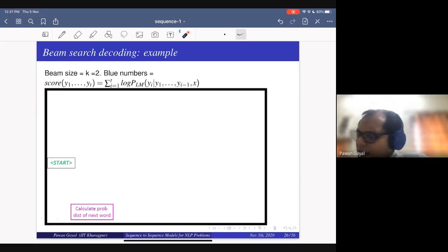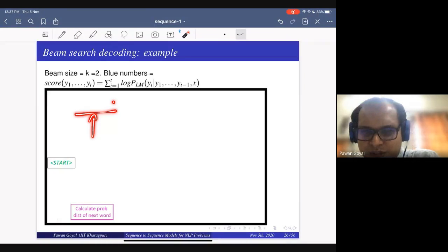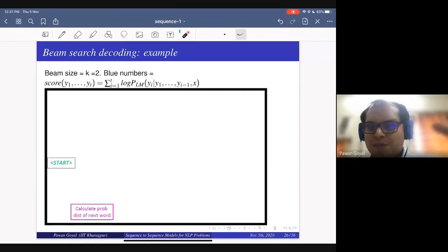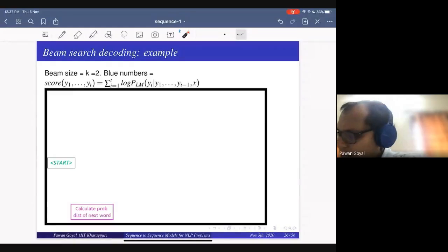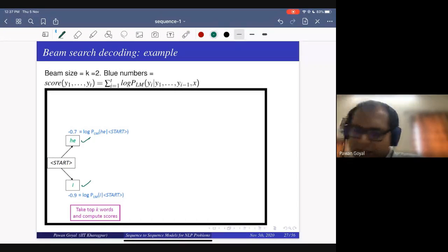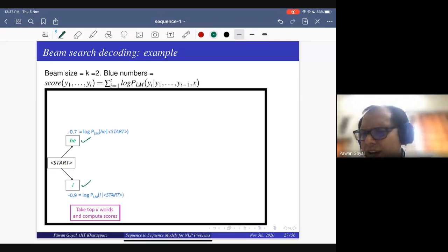So I start at the decoder. Remember what I do in my encoder decoder: I go from start to the hidden state, then to the output state, and I get a probability distribution. I choose the word with the highest probability, but instead of doing that, with k equal to 2, I'll take the top 2 words. Suppose the top 2 words are he and I, and you see their values are also given: minus 0.7 and minus 0.9. Which one is better? He is better, it has a higher probability. In greedy decoding, I would have just taken he and continued with that.